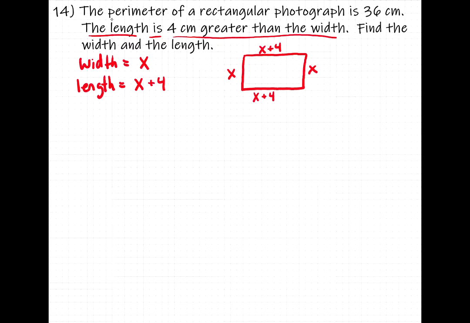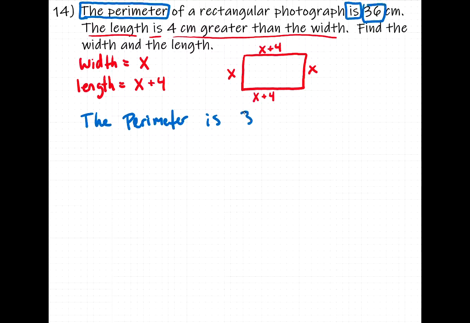And I'm looking to the first sentence for that. The perimeter is 36. So remember, the word is followed by a number means equals, just like the length is, or the length equals 4 greater than the width. Well, the perimeter is 36.